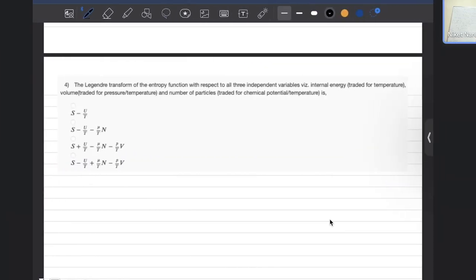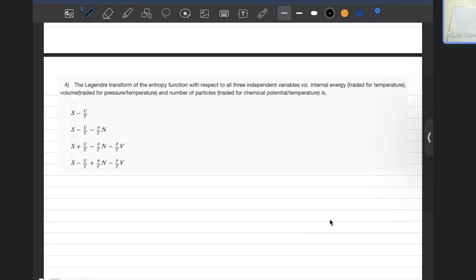Okay, fourth one is the Legendre transform of the entropy function with respect to all three independent variables. That is internal energy traded for temperature, volume traded for pressure, and number of particles traded for chemical potential. This you already know what is to be done here. Everything else will be with a minus sign. Only the mu term will be with a plus sign. You know that you basically have to subtract the whole functions.